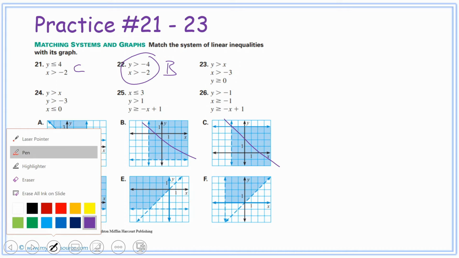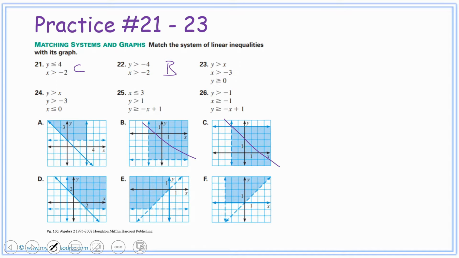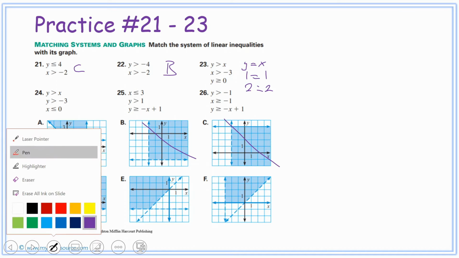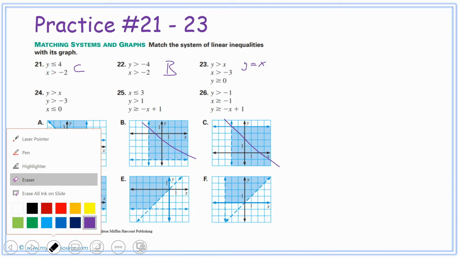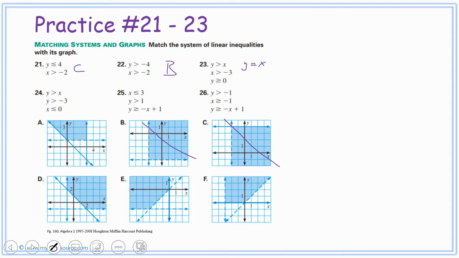All right, so now let's look at number 23. Number 23 has three of them, and A, D, E, and F are all three inequalities, as you see from 25 to 26 as well. All right, so the first one says y greater than x, so we're looking for a y equals x line, and I showed that in the graphing chapter. So if you remember what y equals x looks like, remember that's 1 equals 1, 2 equals 2. Whatever your y value is, your x value is equal to. And it creates a nice, easily identifiable line. And hopefully you can see that. That's our line, y equals x.